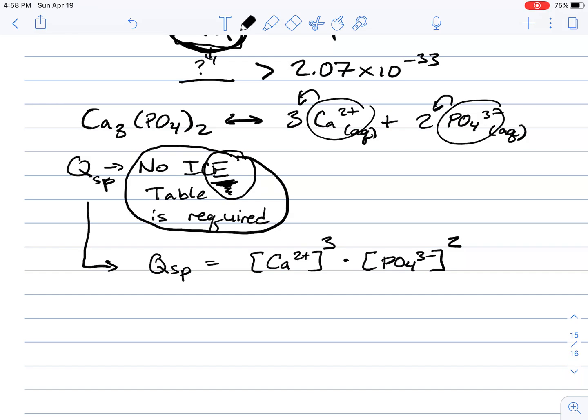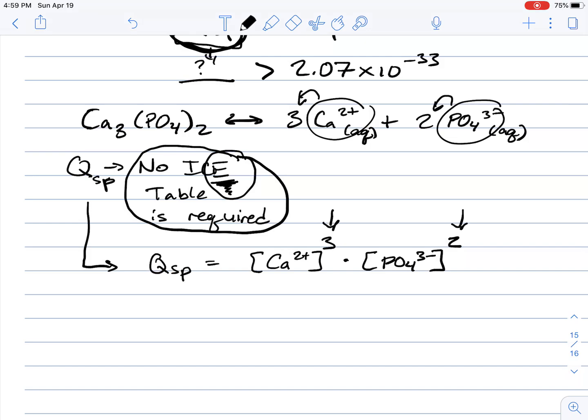So remember how when we write KSP, KA, KB, whatever, we put an EQ over here to remind us that these concentrations are at equilibrium. For QSP, it's not. It's at any point in time. And so the only thing that we need to do is build our mass action expression, make sure that the coefficient is raised to the power for that specific ion.